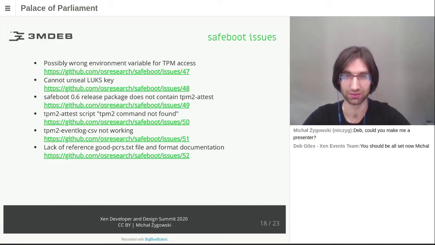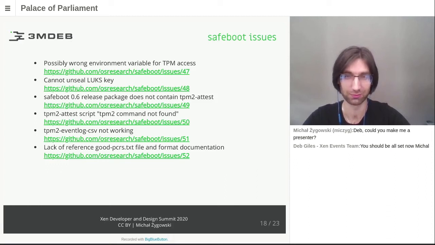And the package released on GitHub did not, for example, contain all the scripts, so I had to clone them manually and copy the scripts to the correct locations. Yes, "TPM2 command not found" means that I had been using too old a version of TPM2 tools, so I had to compile them myself from scratch. There were also some issues with event log parsing scripts in safeboot, which I also had to fix.